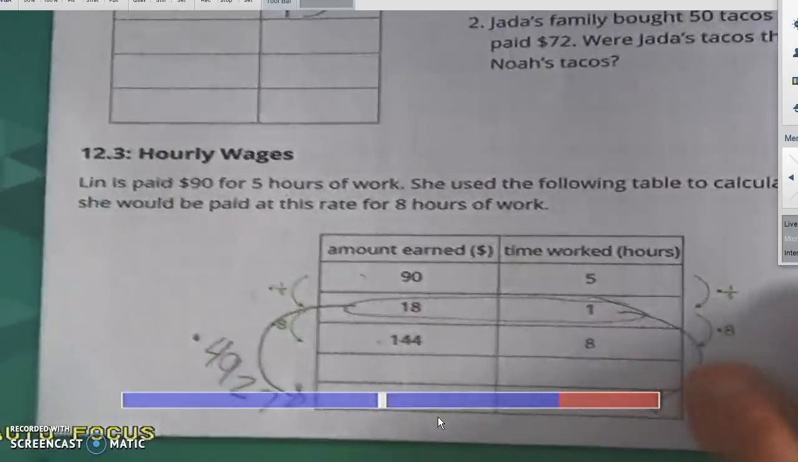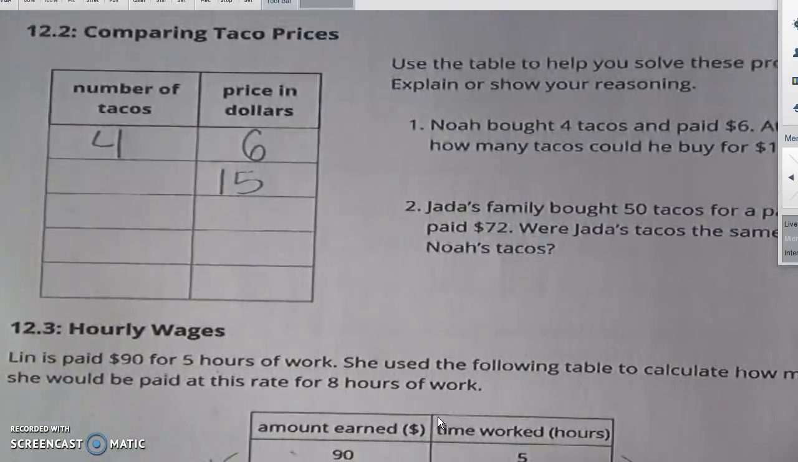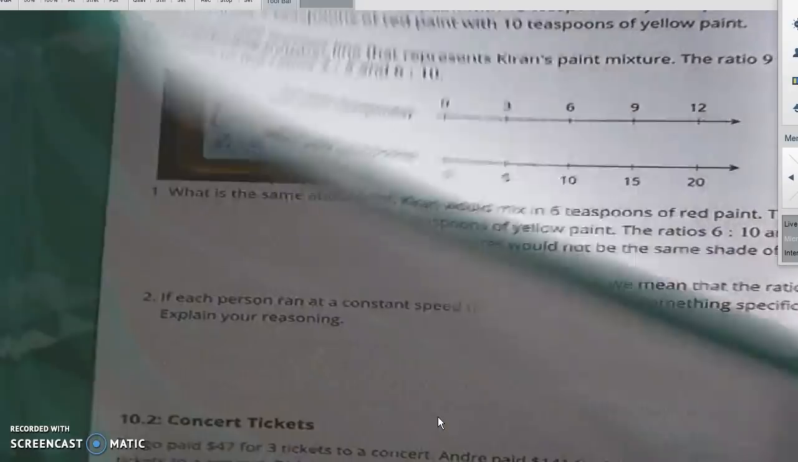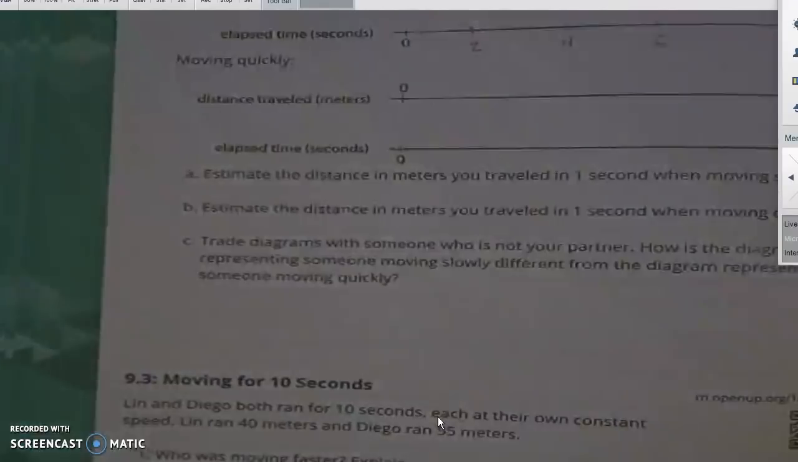Okay, so one more thing about this table. So we started with the avocado problem. Let me find that again.